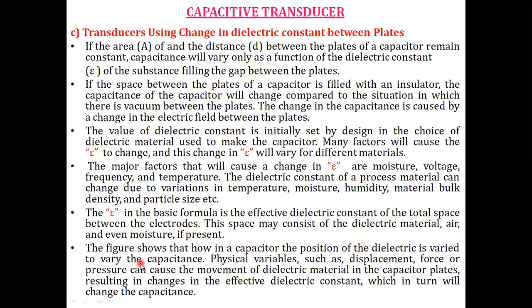Okay. The figure shows how in a capacitor the position of the dielectric is varied. To vary the capacitance, physical variables such as displacement, force, or pressure can cause the movement of dielectric material in the capacitor plates, resulting in a change of effective dielectric constant.